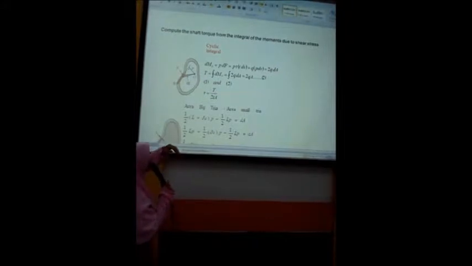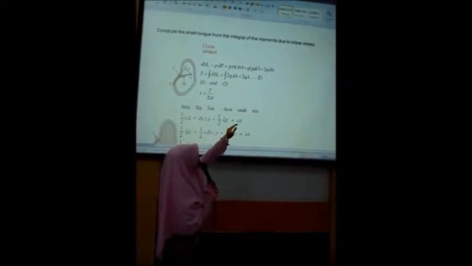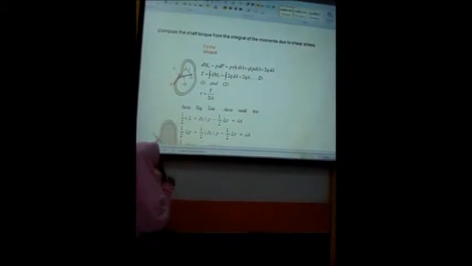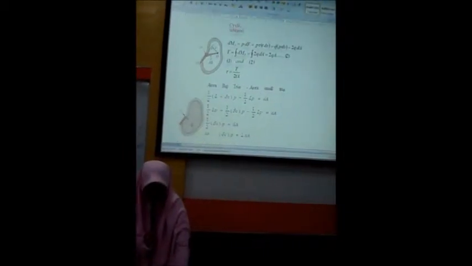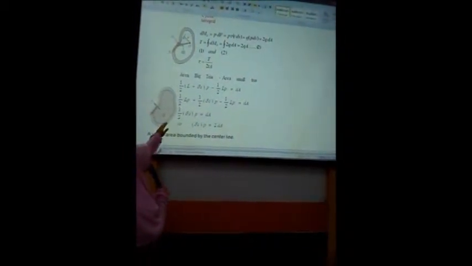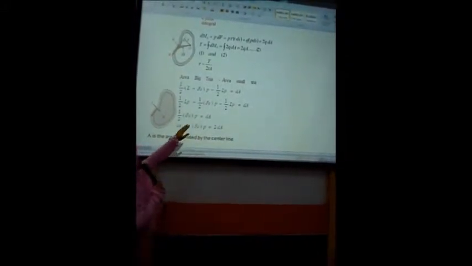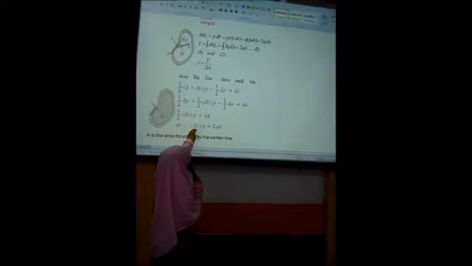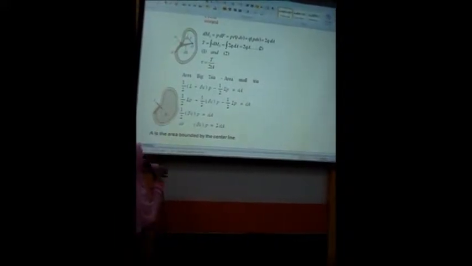Just now we have found the Q, and then Q PdS equal to 2 QdA. QdA we get from the formula: area of big triangle minus area of small triangle. Area of big triangle is half times L plus ds times P. Area of small triangle is half LP equal to dA. So lastly we have 2ds times P equal to 2dA. A is the area bounded by the center line for the whole picture.